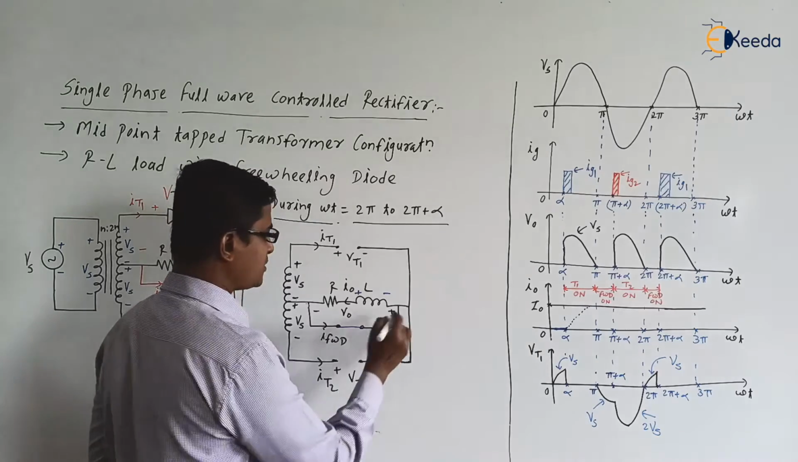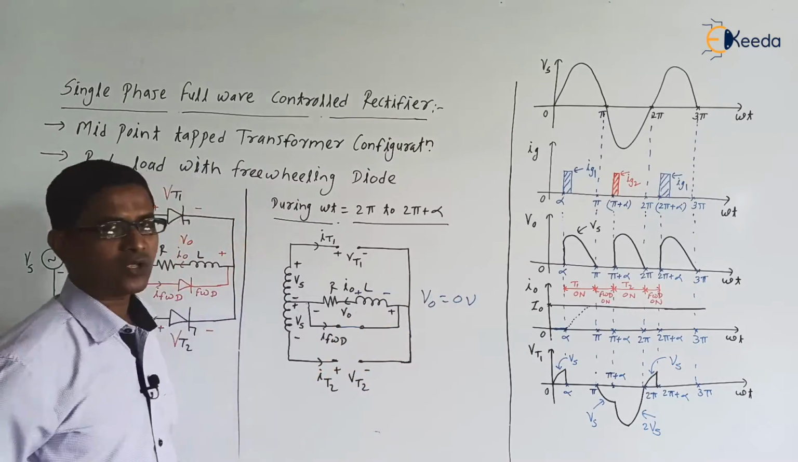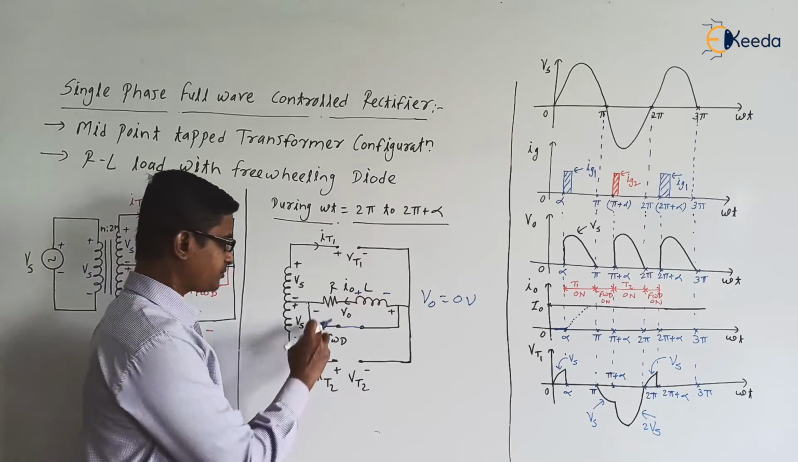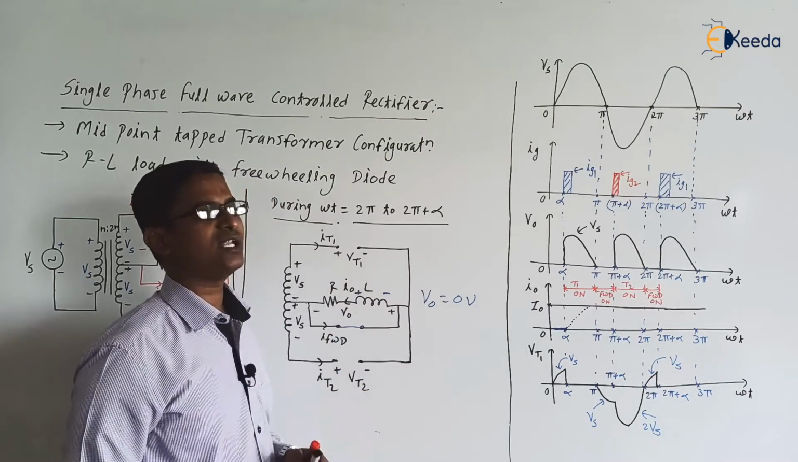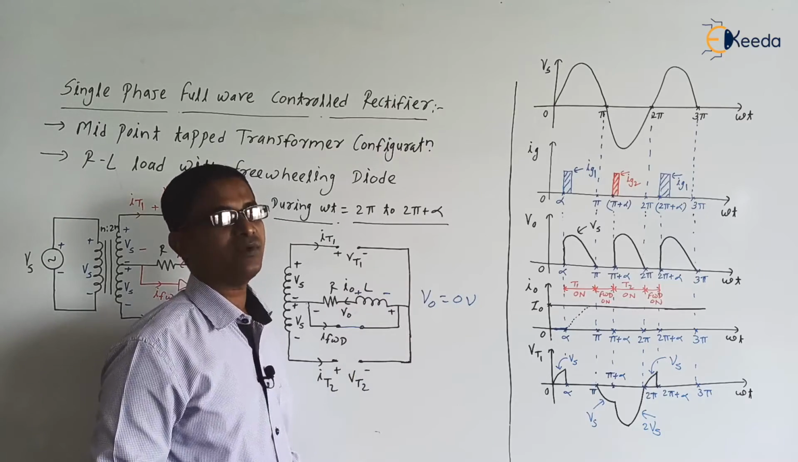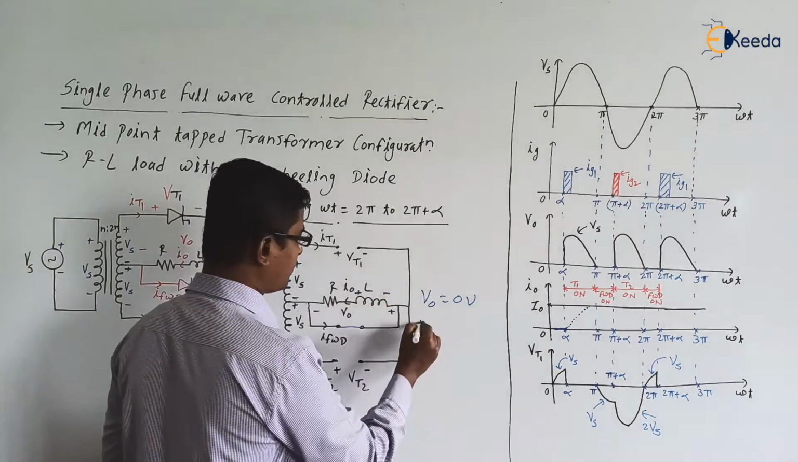Next, what is V0? V0 is equal to 0 volt, because the voltage across the conducting diode, which is equal to V0, is 0. Next, what about I0? The inductor is releasing the energy, so I0 will be constant, because the inductor value we have considered is a high value.